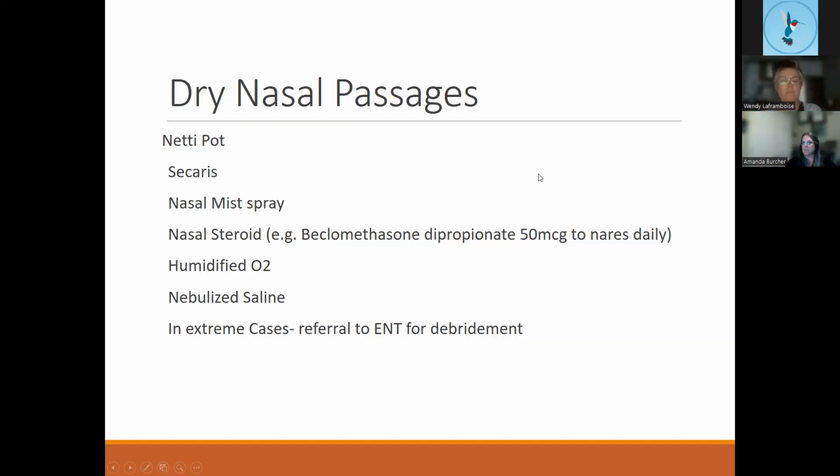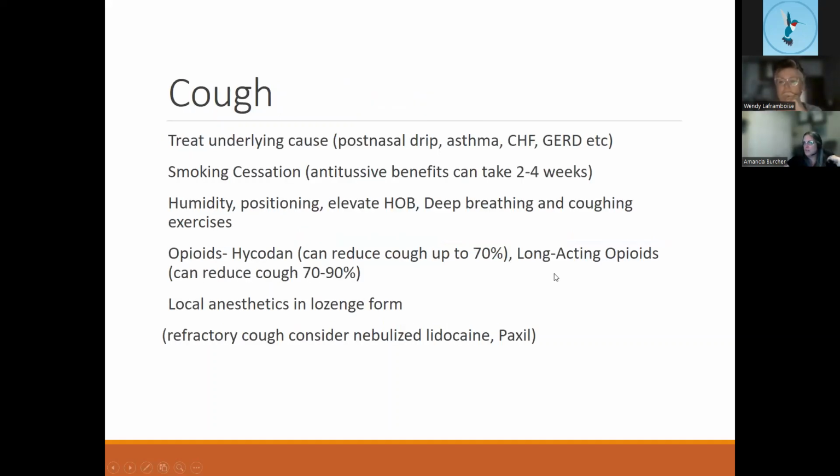Yeah, Ellie's saying it's a real issue she has with her patients on oxygen. I agree. It's challenging to manage for sure.